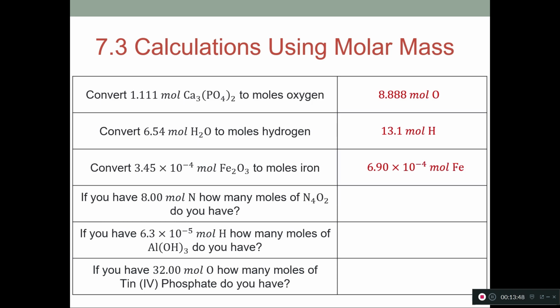The next one, if you have 8.00 moles of nitrogen, how many moles of the tetranitrogen dioxide do you have? And so that would be 2.00 moles of the N4O2. The next one, if you have 6.3 times 10 to the negative 5 moles of hydrogen, how many moles of the aluminum hydroxide do you have? And so if you calculated that out, you would get 2.1 times 10 to the negative 5 moles of aluminum hydroxide. The next one, if you have 32.00 moles of oxygen, how many moles of tin 4 phosphate do you have? If you calculate this out, you would find that you have 2.000 moles of the tin 4 phosphate.